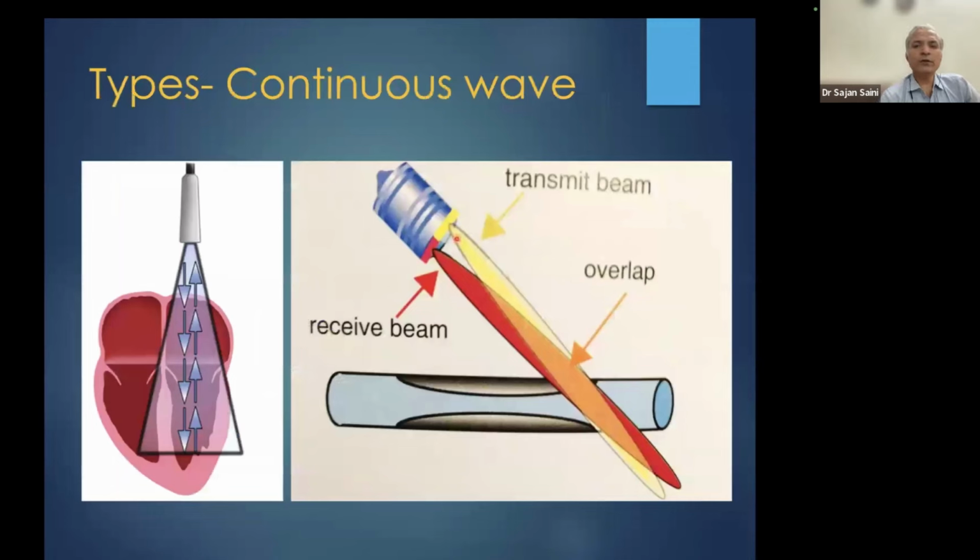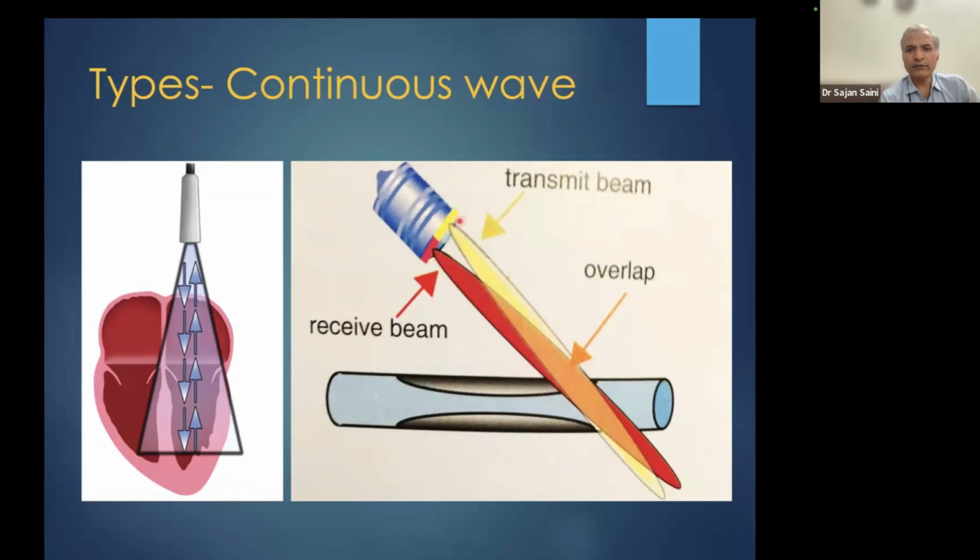Okay. Now, what about continuous wave Doppler? This is the first Doppler principle, the first type of Doppler which I am discussing. The machine is sending a signal. This is the transmitted wave. This is the received wave. There is overlap between these two waves.